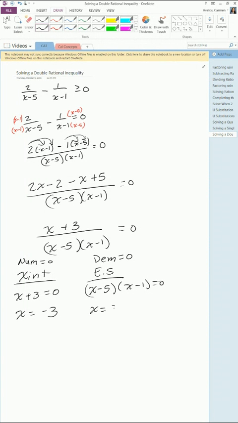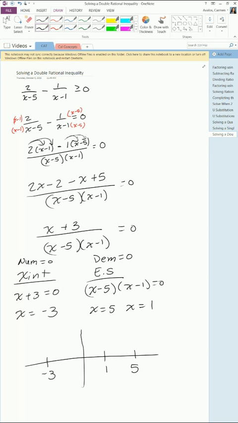So we have x equals 5, x equals 1. When we're graphing this, this is what we want. So we have this graph, and I know that these are all x values, so they're all important. I'm going to have a negative 3 here, a 5 here and a 1 here.